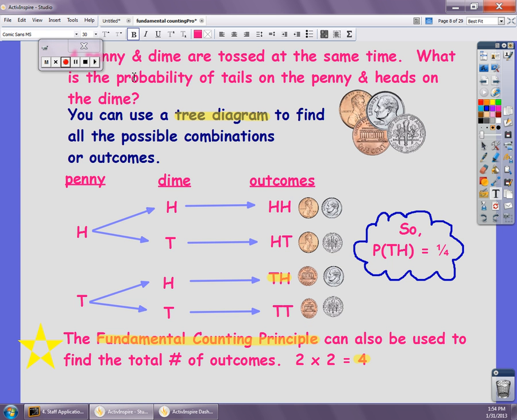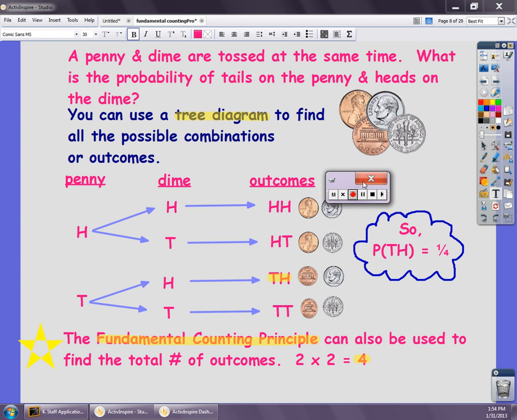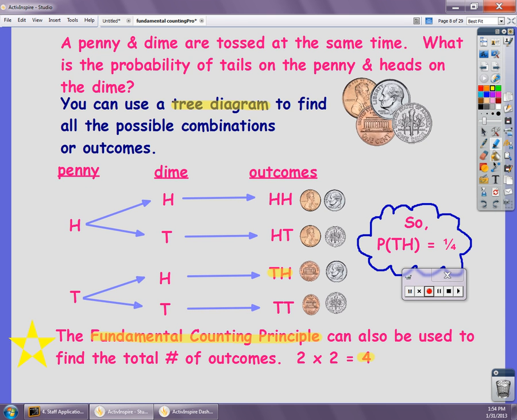There's heads and there's tails. So in this problem, I just want you to read the top. A penny and a dime are tossed at the same time. What is the probability of tails on the penny and heads on the dime? If you're going to do probability, you need to know the total number of outcomes.